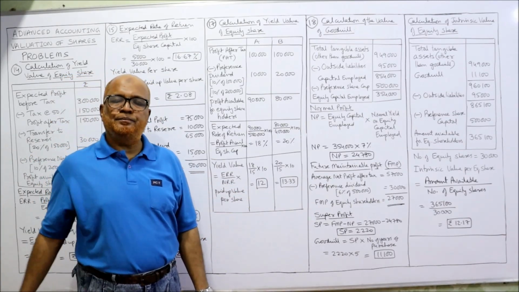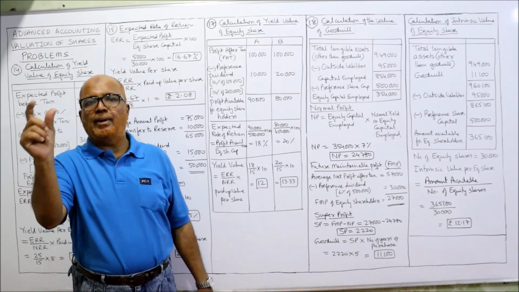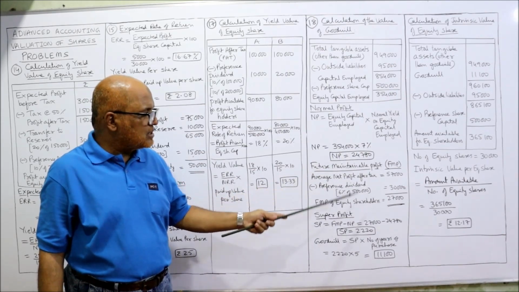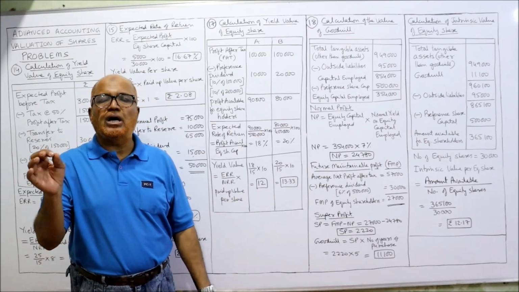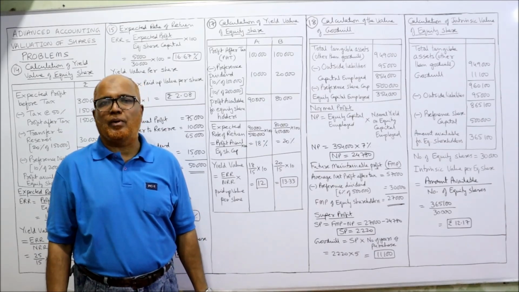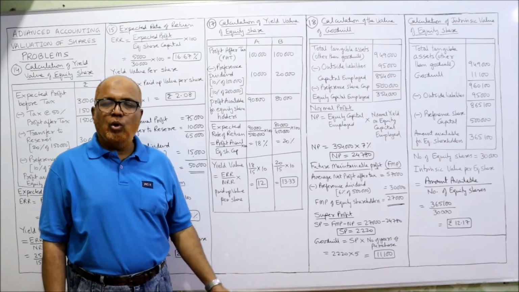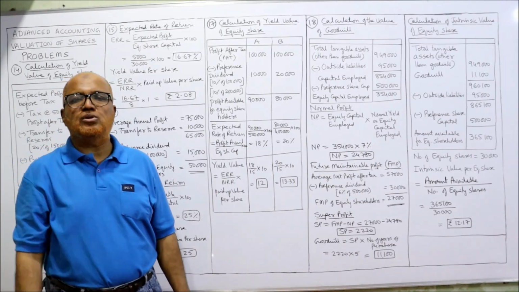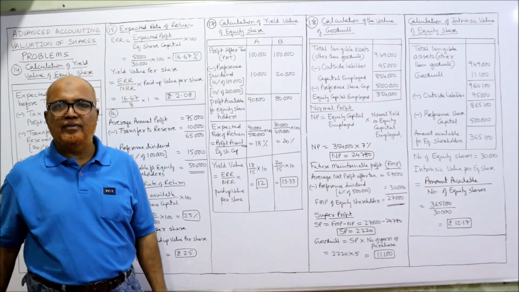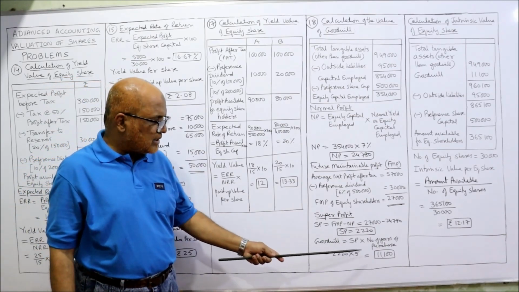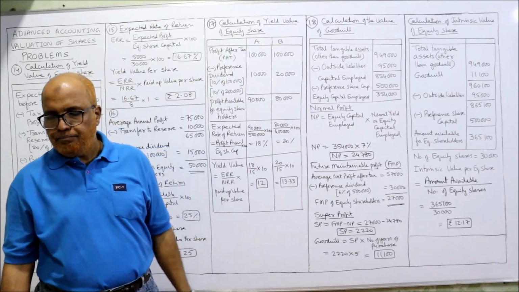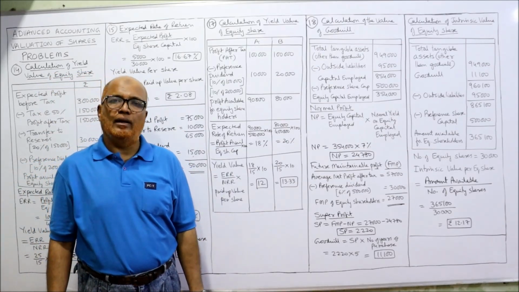Super profit, I told you, FMP minus NP. That means 27,000 minus 24,780. You will get 2,220. That is the super profit, SP. Now goodwill is 5 times of super profit, given that in the problem. We have to multiply by 5. So super profit 2,220 into 5. You will get 11,100 as the value of goodwill.